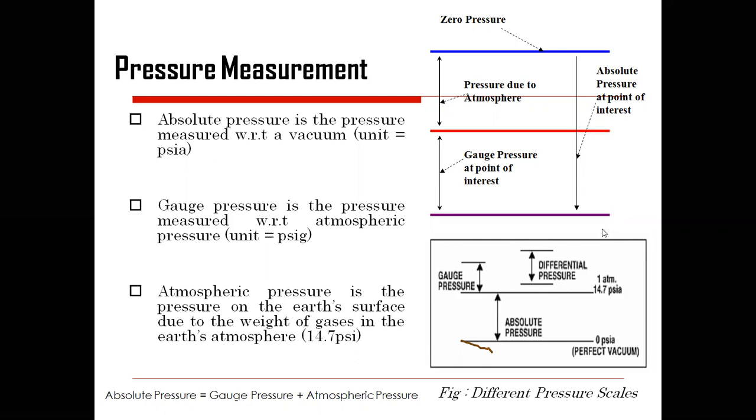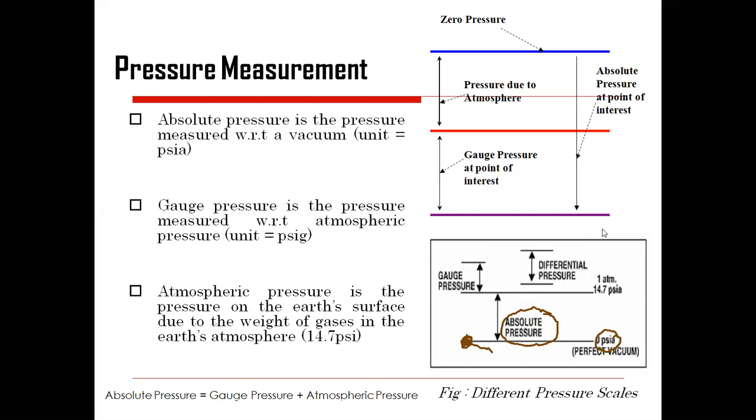And in between gauge pressure and upper to that, that one is the differential pressure. So pressure due to atmospheric condition, gauge pressure at the point of interest, and absolute pressure. So absolute pressure is the pressure that is measured with respect to that of vacuum, and unit is psi. Okay, so 0 psi. If you observe over here, here is our 0 psi.